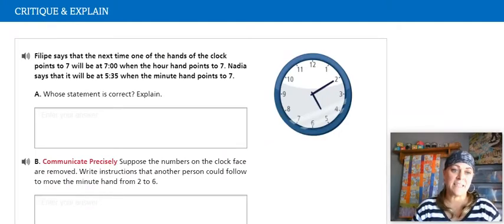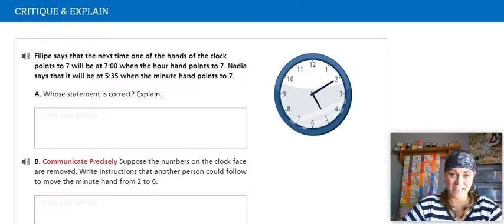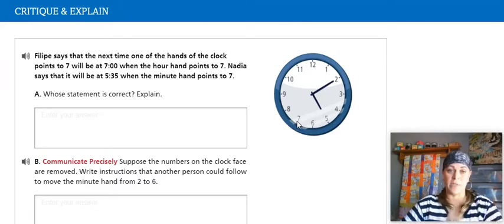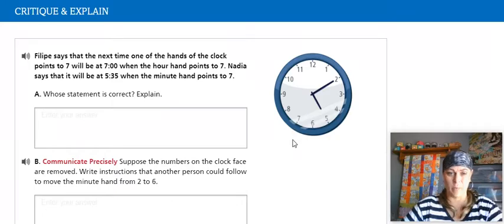So it says, Felipe says that the next time one of the hands of the clock points to 7, it will be 7 when the hour hand points to 7. Nadia says it will be 5:35 when the minute hand points to 7. So think about when telling time, who's correct, and explain why.